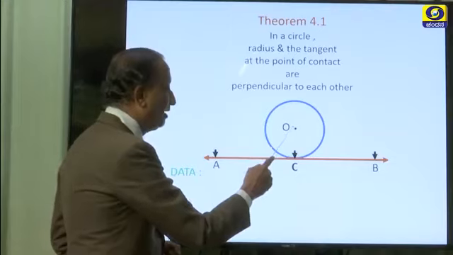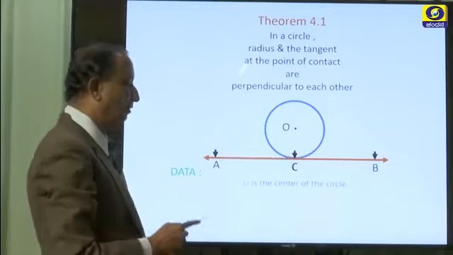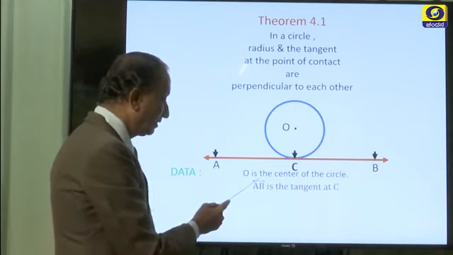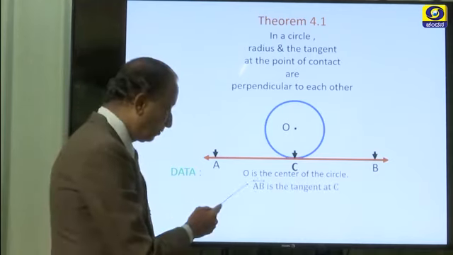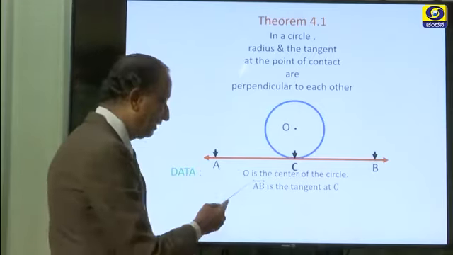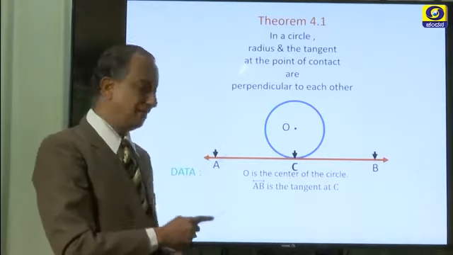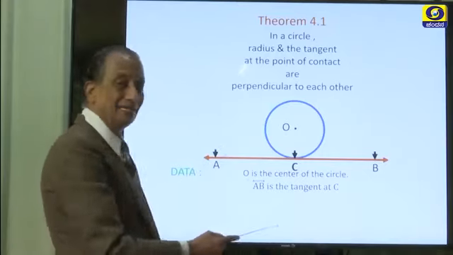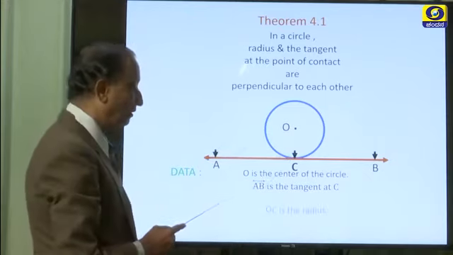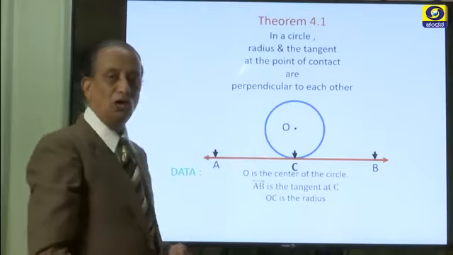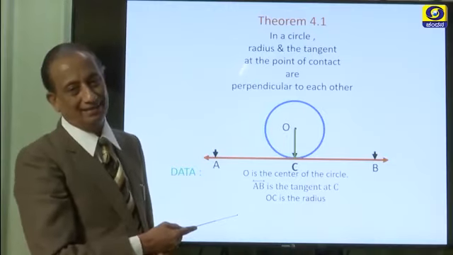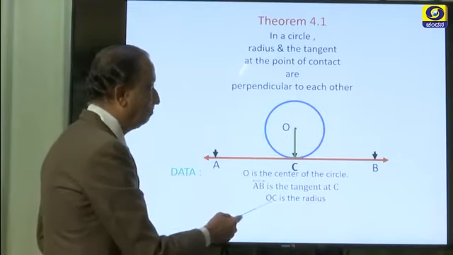So, the first point is: O is the center of the circle. The second point: look, this is the symbol for straight line. Write AB on top, you draw a line segment with two arrow marks on either side, and read it as straight line AB. Straight line AB is the tangent at C. So, C is called the point of contact. And now, join O and C. So, OC will become the radius. This is the data portion.